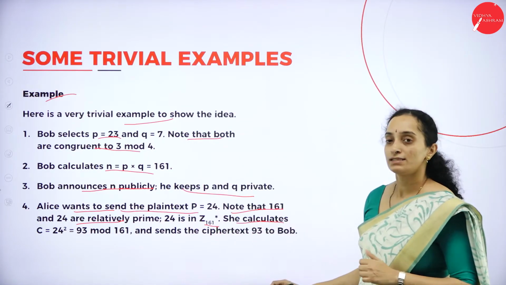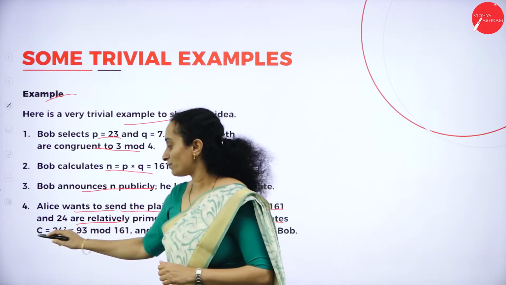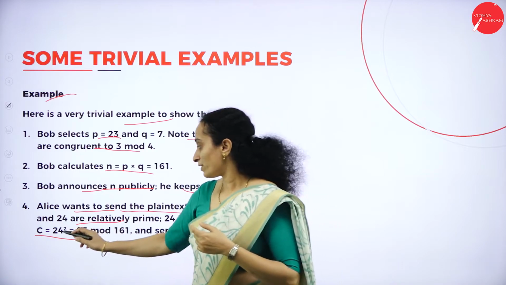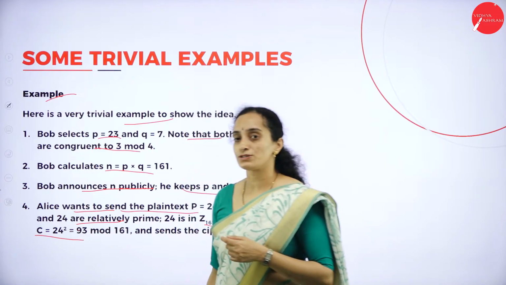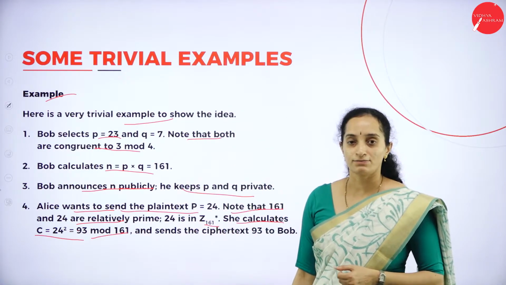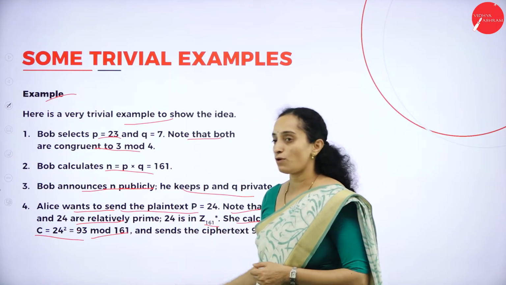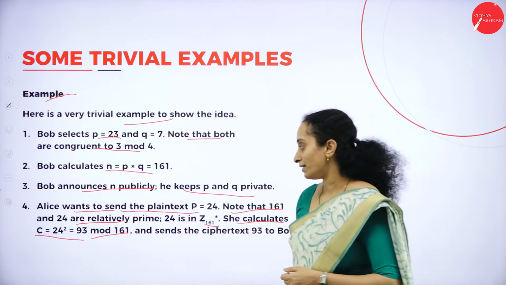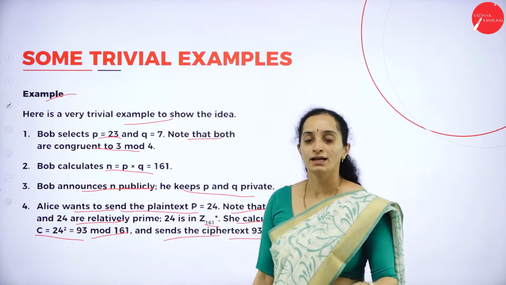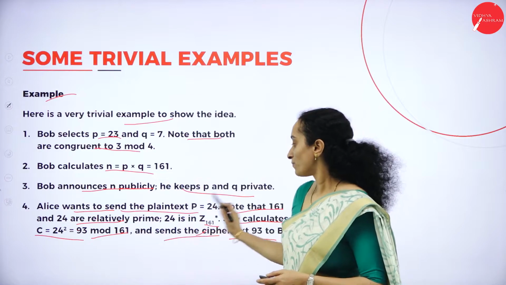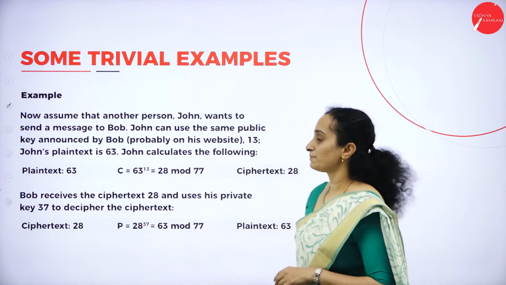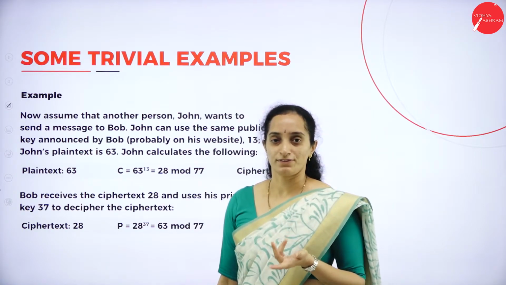She calculates C equals P to the power of 2, that is 24 to the power of 2, which is equal to 93 mod 161. So we have 93 mod 161 and she sends the ciphertext 93 to Bob. This is the encryption process. This is where encryption happens. What happens in decryption is the reverse of that, isn't it?